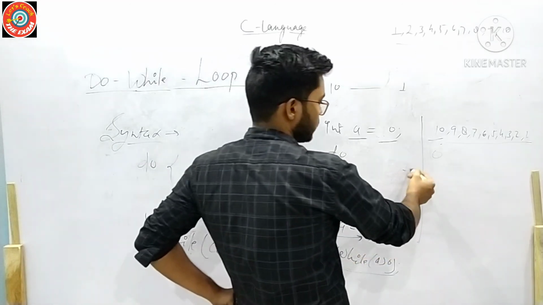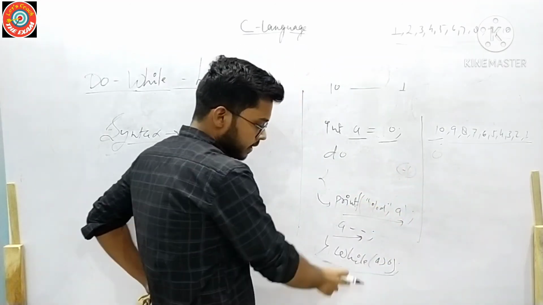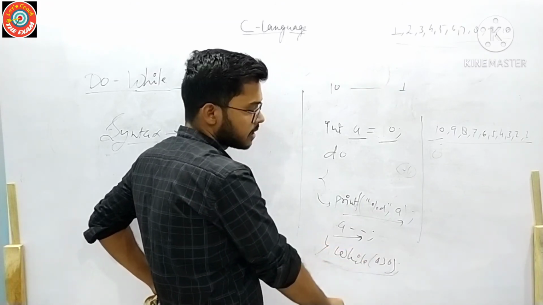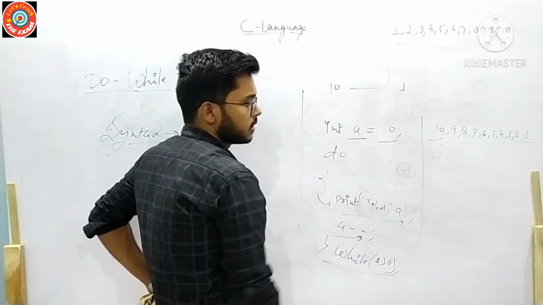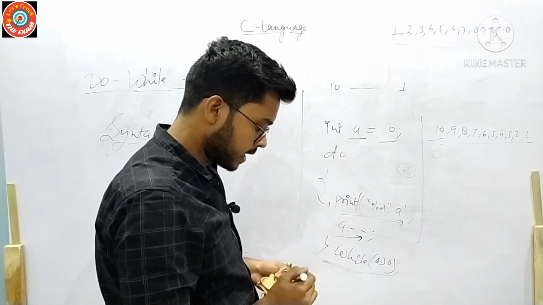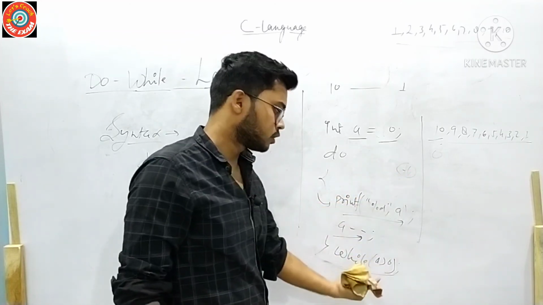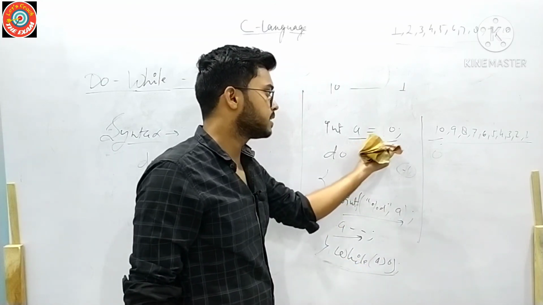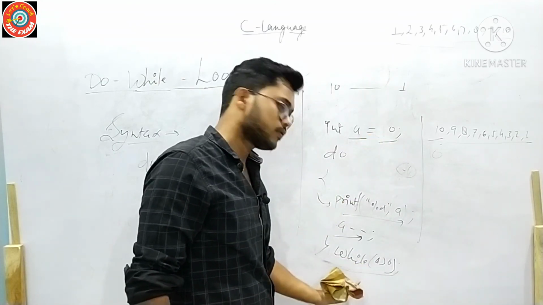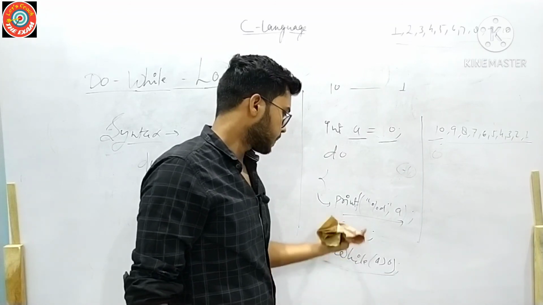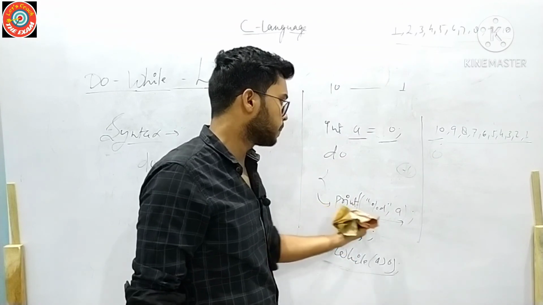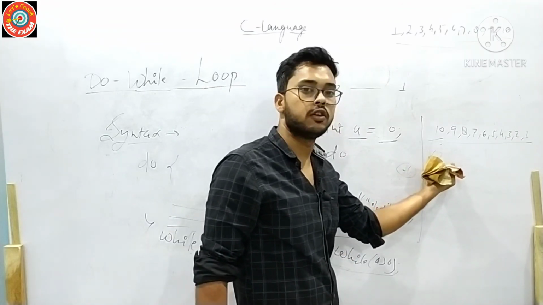so it will become -1. Okay, and then it will check the condition that a is greater than 0 or not. So the value of a is now -1. Okay, so that is not greater than 0. Okay, even the first time when the value of a is 0, the condition was false. Okay, still the do while loop prints the value of a, 0, for once.